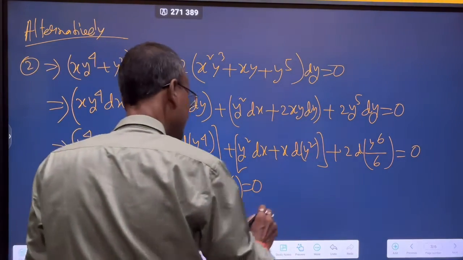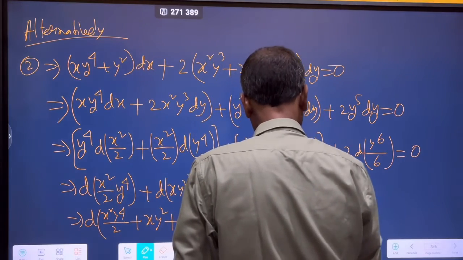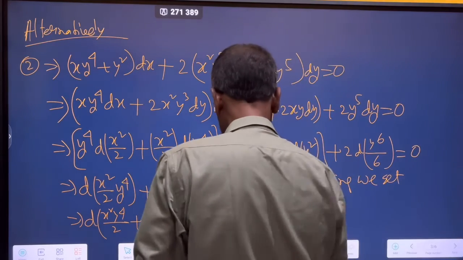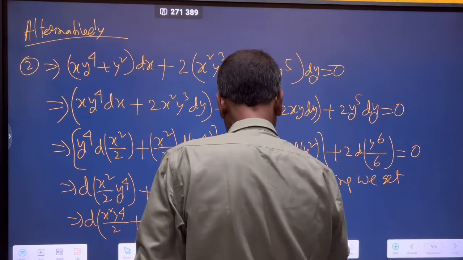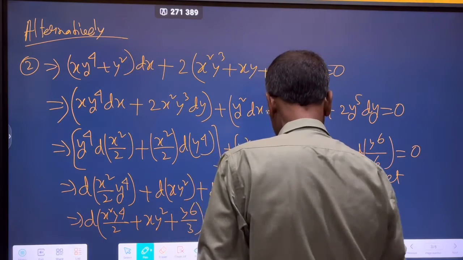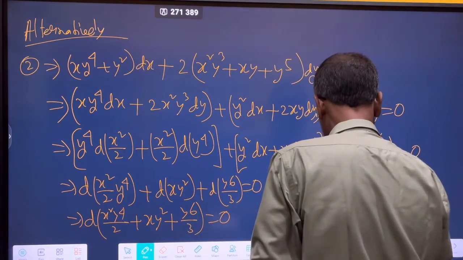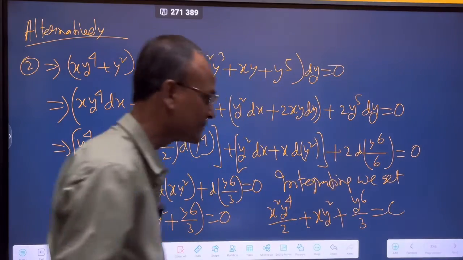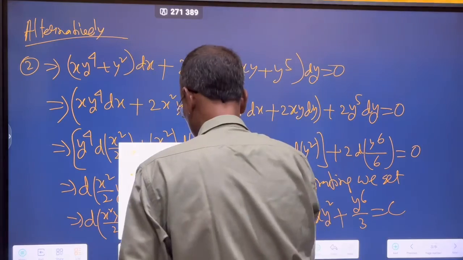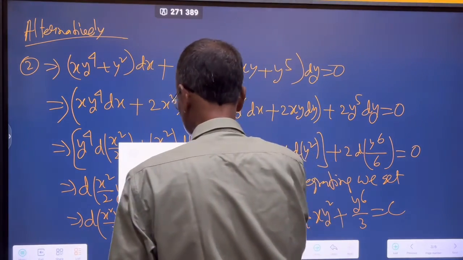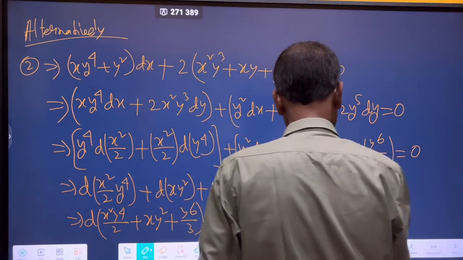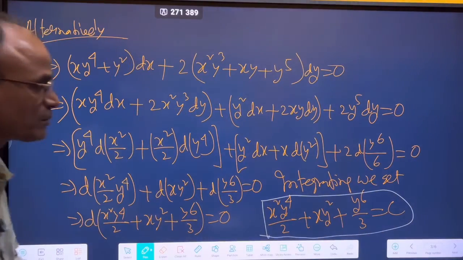Integrating, we get x square y to the power 4 divided by 2 plus x y square plus y to the power 6 divided by 3 equal to constant. Therefore, we have solved this problem.